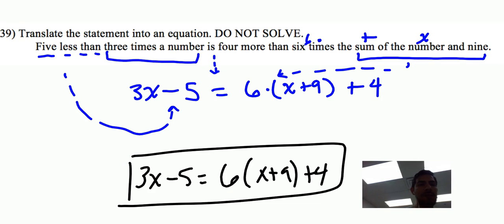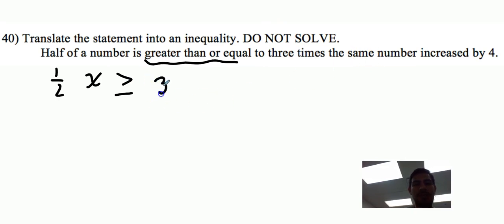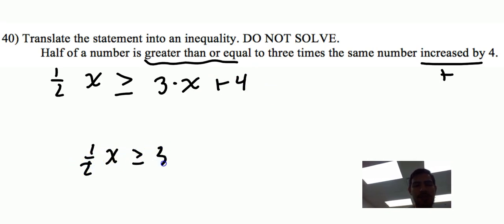Okay, 40. This one's going to be an inequality. It has half a number, so we'll have to do half. A number will be x is greater than or equal to. So greater than or equal to will be that part. 3 times the same number, so 3 times x, increased, that means add, by 4. So just rewriting this, we have 1/2 x is greater than or equal to 3x plus 4.